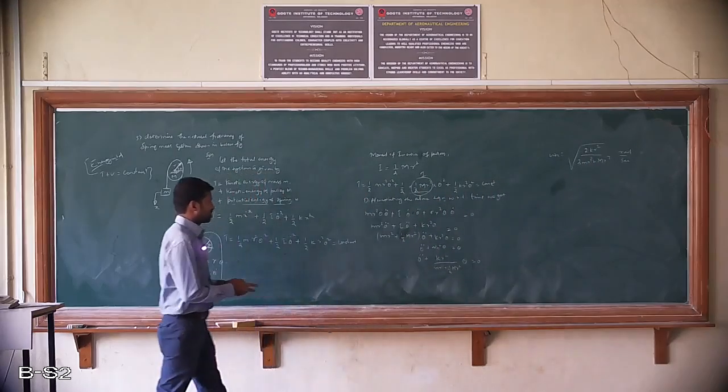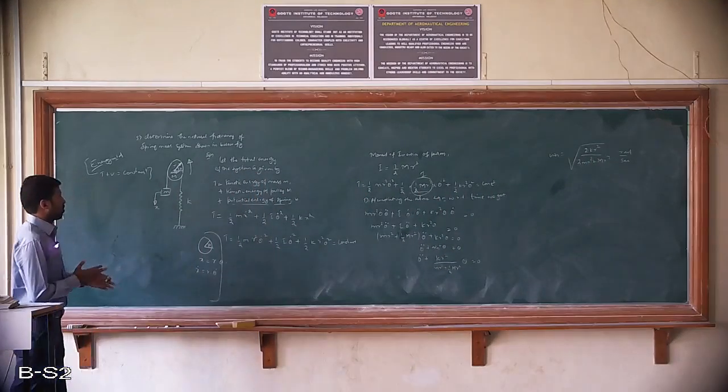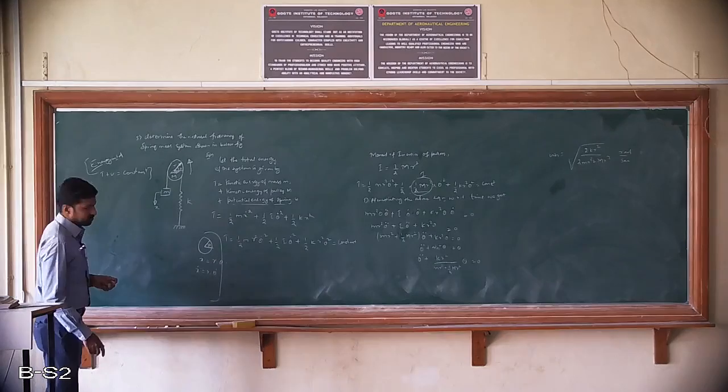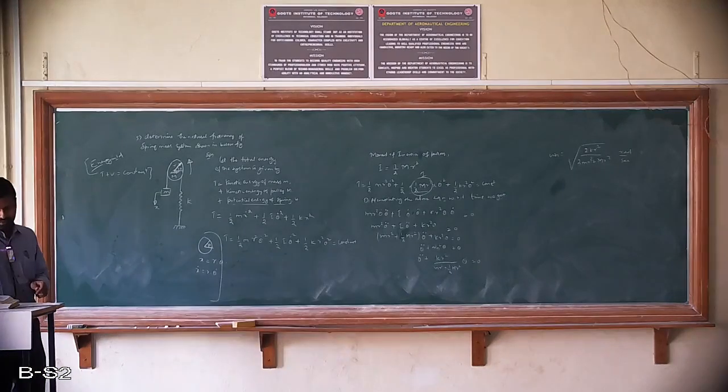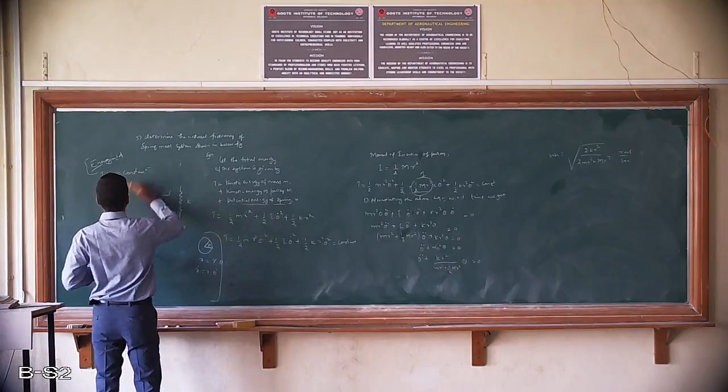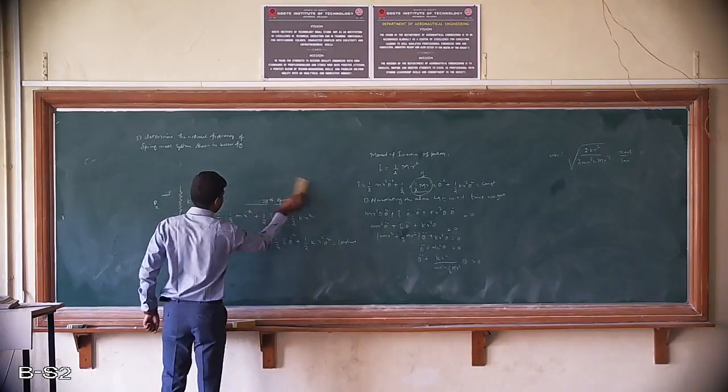So this completes the fifth problem on determining the natural frequency of a spring mass system. So let us solve another problem, which is a little bit the same and a little bit different from the previous problem that we have solved. That was problem number 5.